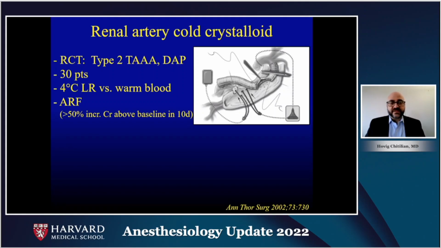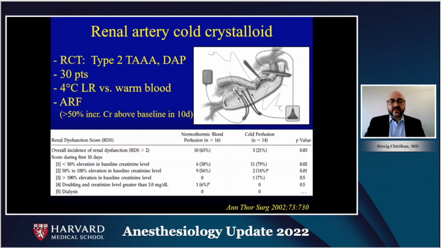It enrolled 30 patients who were randomized to receive either 4 degrees centigrade lactated Ringer's or warm blood directly into the renal artery, as illustrated here. And the outcome measure was the incidence of acute renal failure that they described as greater than 50% increase in creatinine above baseline in 10 days. Here you see the results slide from that paper, and it's notable that there's a reduction in significant renal dysfunction from 63% to 21% with the use of cold crystalloid perfusate.